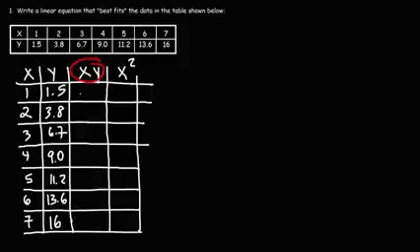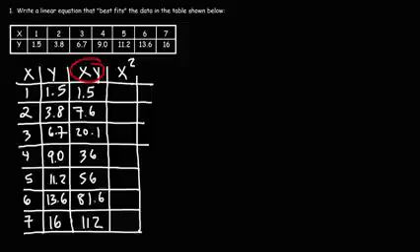Now for the next column, we need to multiply x and y together. So 1 times 1.5 is 1.5. 2 times 3.8, that's going to be 7.6. 3 times 6.7, that's 20.1. 4 times 9 is 36. 5 times 11.2, 56, and then 6 times 13.6, that's 81.6. Now 7 times 16, 7 times 10 is 70, 7 times 6 is 42, 70 plus 42 is 112.